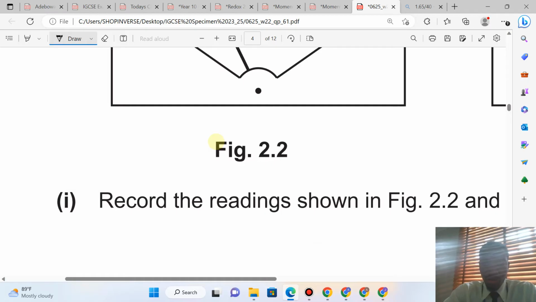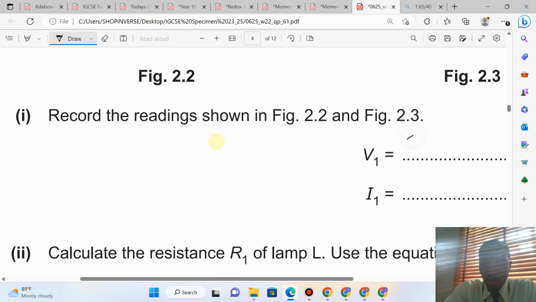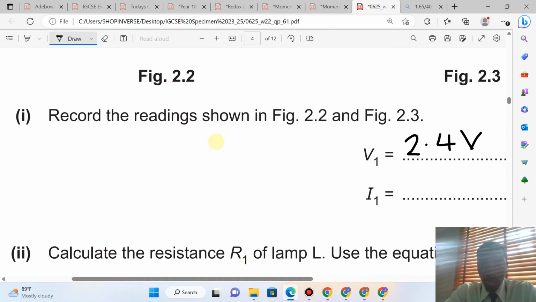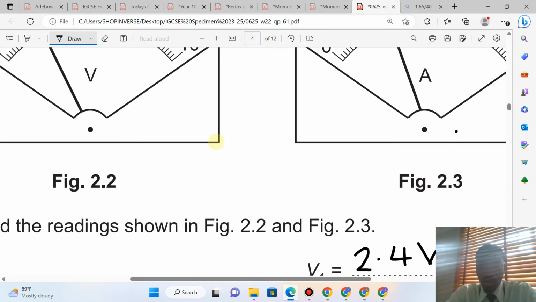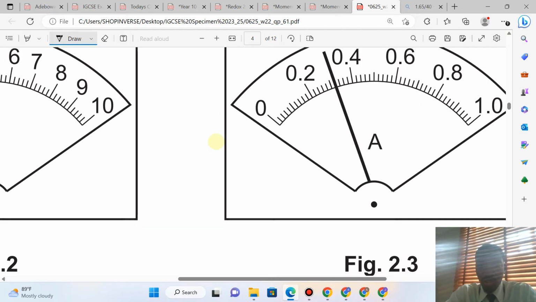So let me just go down there and write the reading on the voltmeter. So you have 2.4 volts. So we do likewise for the current. Okay, we do the same thing for the current. Just try to get what each division represents.